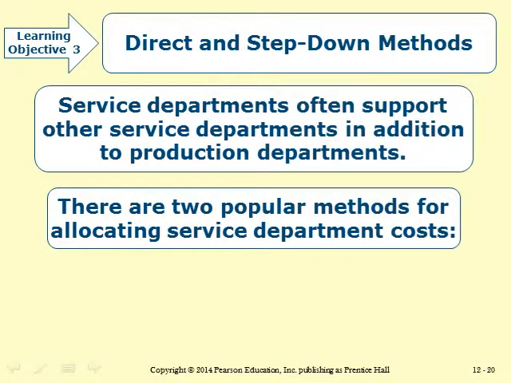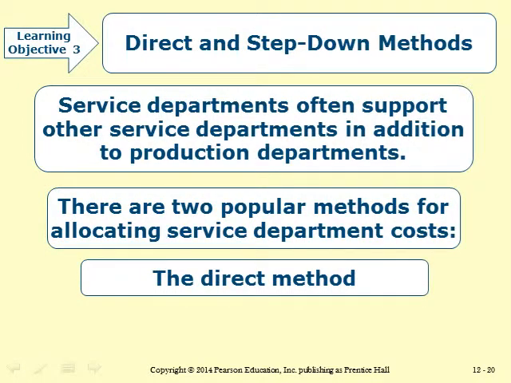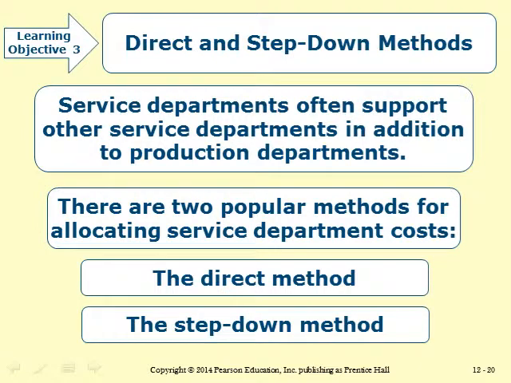Service departments also often support other service departments in addition to production departments. For example, the IT department may provide IT resources to the production department, but they may also provide IT resources to the accounting department or to the marketing department. So you have service departments providing support to other service departments that should then have part of their cost allocated to those other service departments, which become a part of that service department's cost, which also then gets allocated out. So there are two popular methods for allocating service department costs to producing departments in such cases: the direct method and the step-down method.